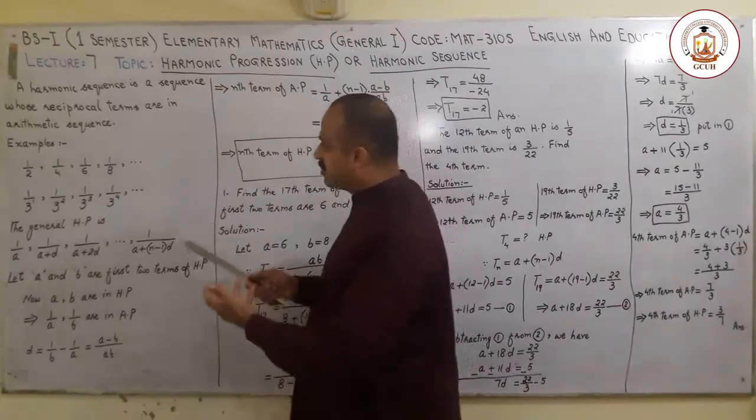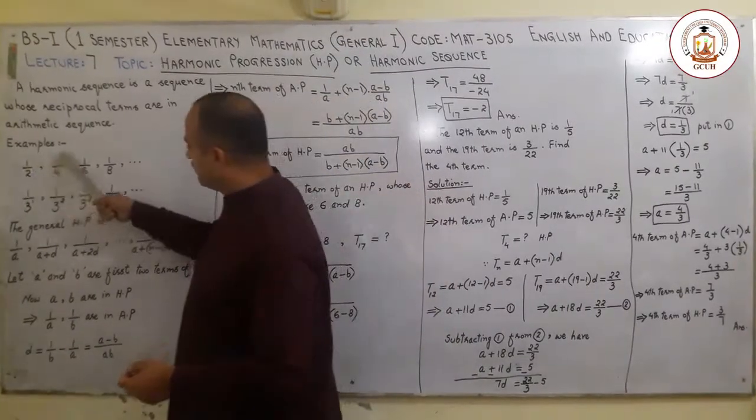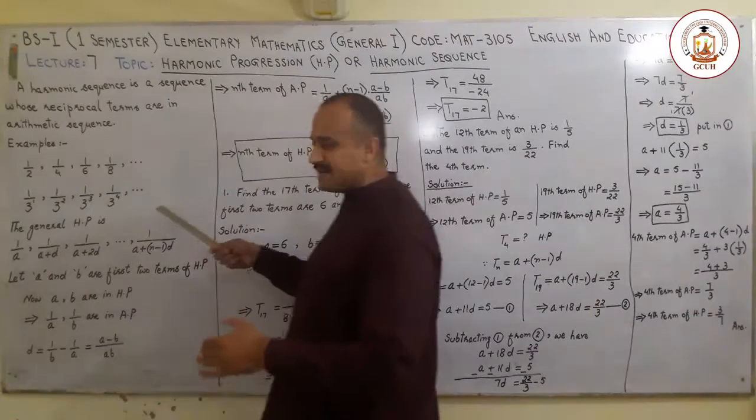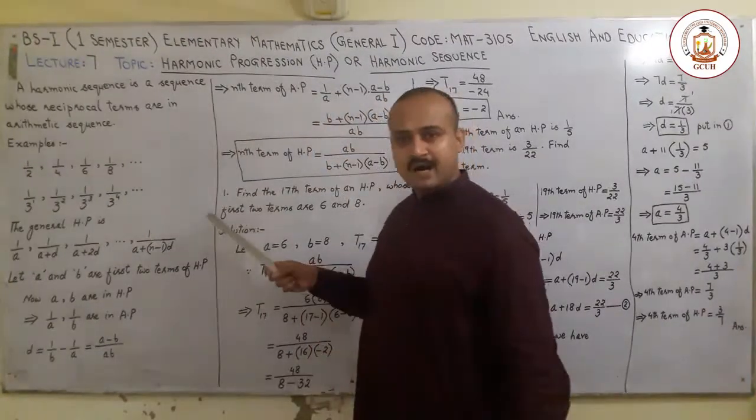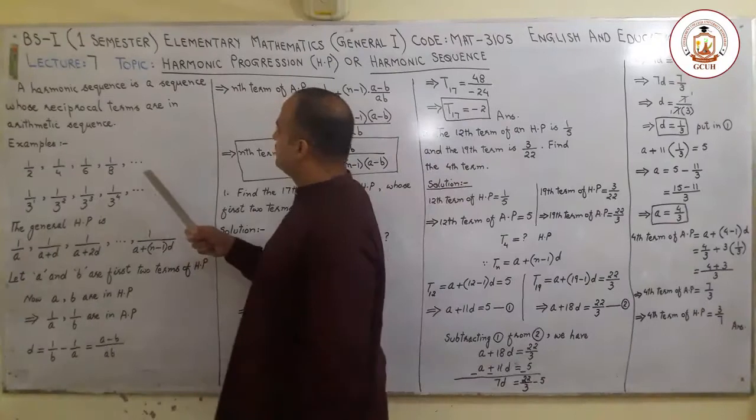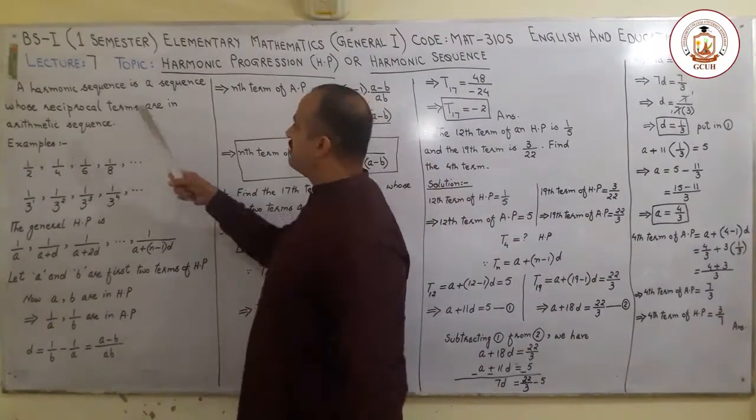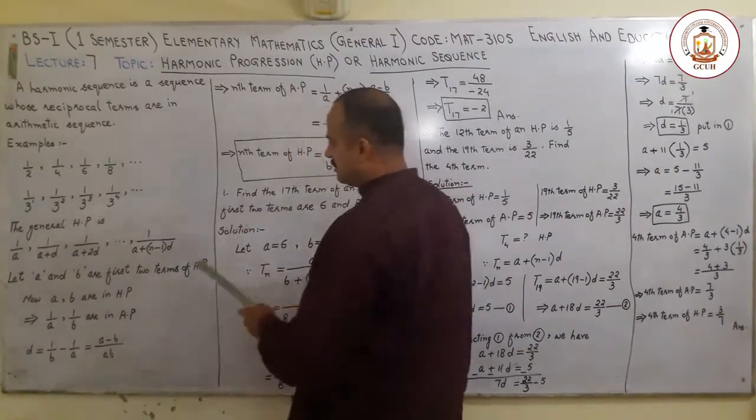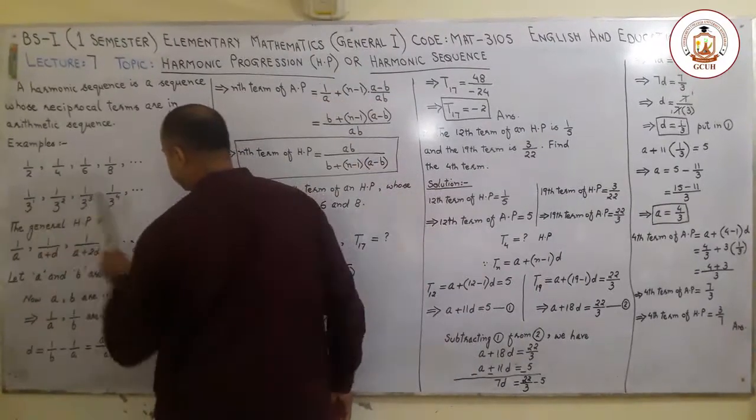So their reciprocals, that is 1 upon 2, 1 upon 4, 1 upon 6, 1 upon 8 and so forth, are in harmonic progression as per definition of harmonic sequence. So let's have a second example.